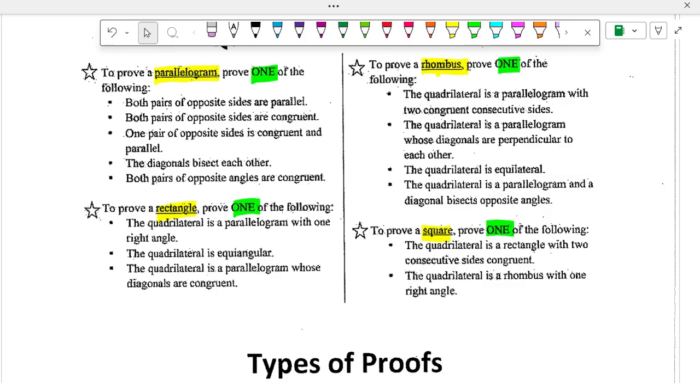With a rhombus, you want to show that it's either a parallelogram with two congruent consecutive sides. So not the opposite sides are congruent, but the consecutive, or the ones next to each other, are congruent. Or in the parallelogram, the diagonals are perpendicular, or all four sides are congruent, or the diagonal bisects opposite angles. And with a square, you either show that it's a rectangle with consecutive congruent sides, or it's a rhombus with a right angle.